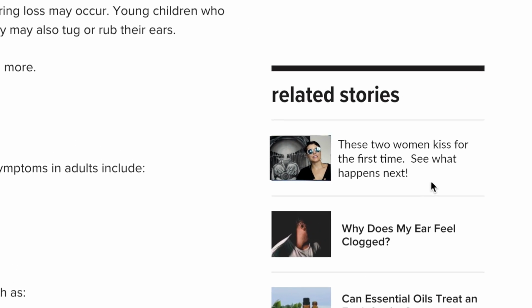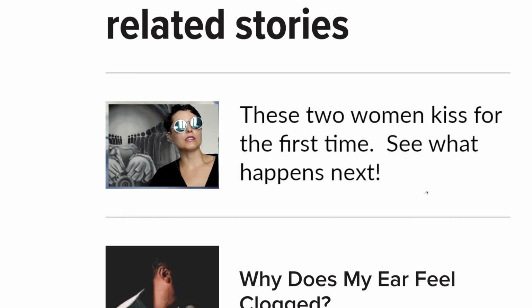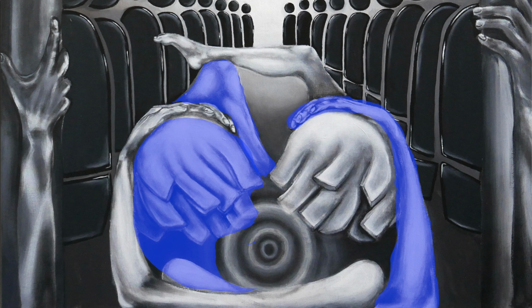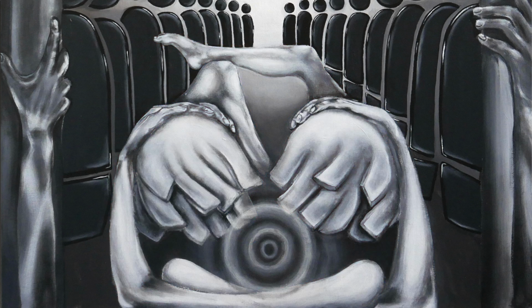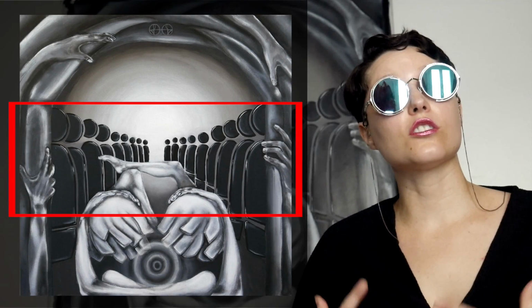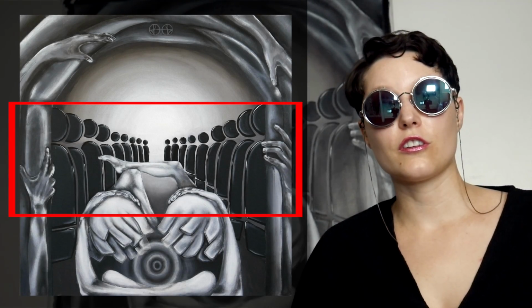The composition of this painting was inspired by a classic clickbait scenario. These two women kissed for the first time. See what happens next. You'll find body 1 here and body 2 here. Body 1's arms hold the head of the other, and body 2's arms mirror that and also hold the head. Body 1's leg is here and body 2's leg is here, crossed over the other's leg. The rows of digital masses watch, creating a stage for the subjects.